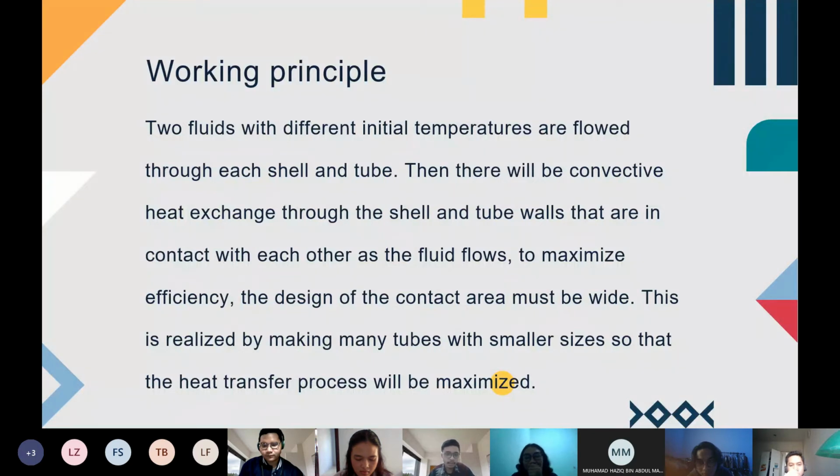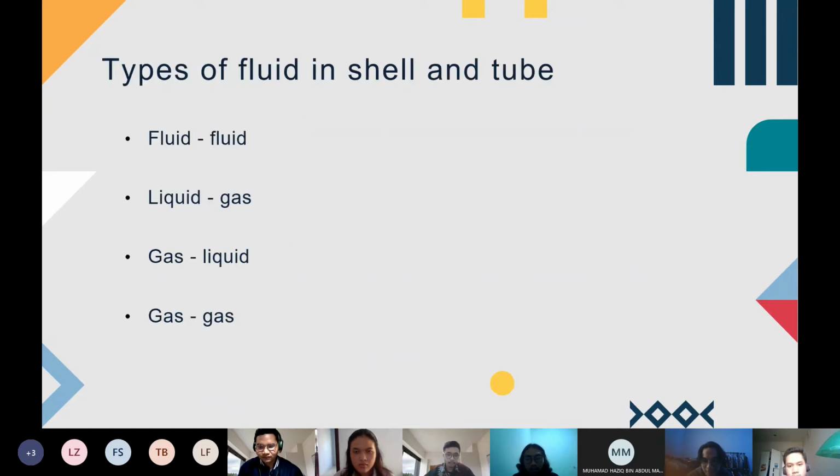Fluids with different initial temperatures are flowed through the shell and tube. Then there will be convective heat exchange through the shell and tube walls that are in contact with each other as the fluid flows. To maximize efficiency, the design of the contact area must be wide. This is realized by making many tubes with smaller size so that the heat transfer process will be maximized. So there are types of fluid in shell and tube: liquid, liquid and gas.